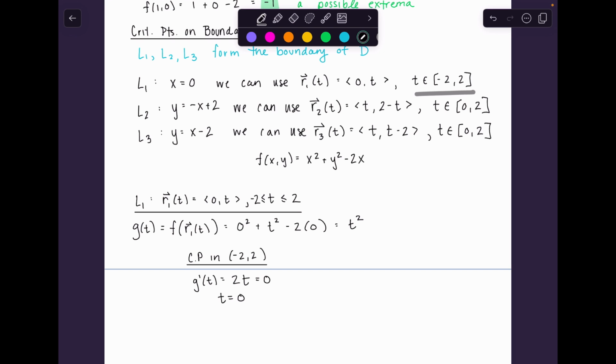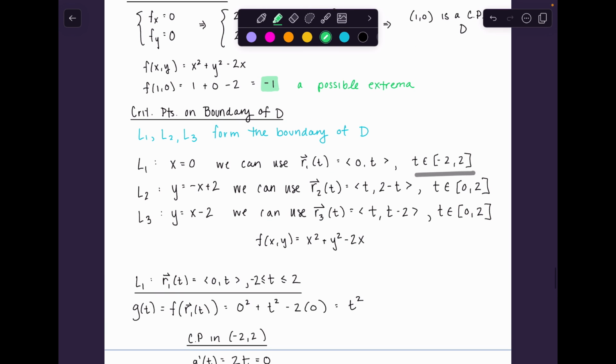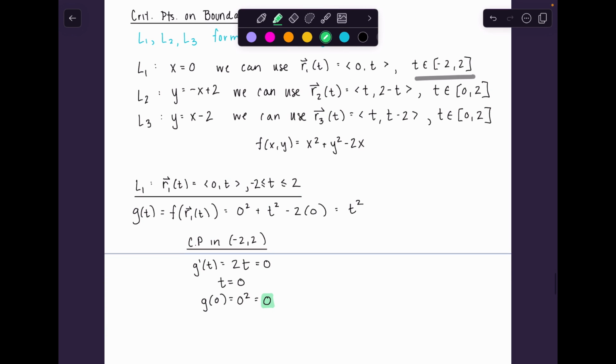So I need the z value corresponding to this. So if I plug that into g, it is 0 squared. Tells me 0 is a possible extreme value. So again, I'm going to mark that to keep track of my list because -1 is a possibility. Now 0 is a possibility. Then I've got the critical points inside -2 to 2. I also need the endpoints now.